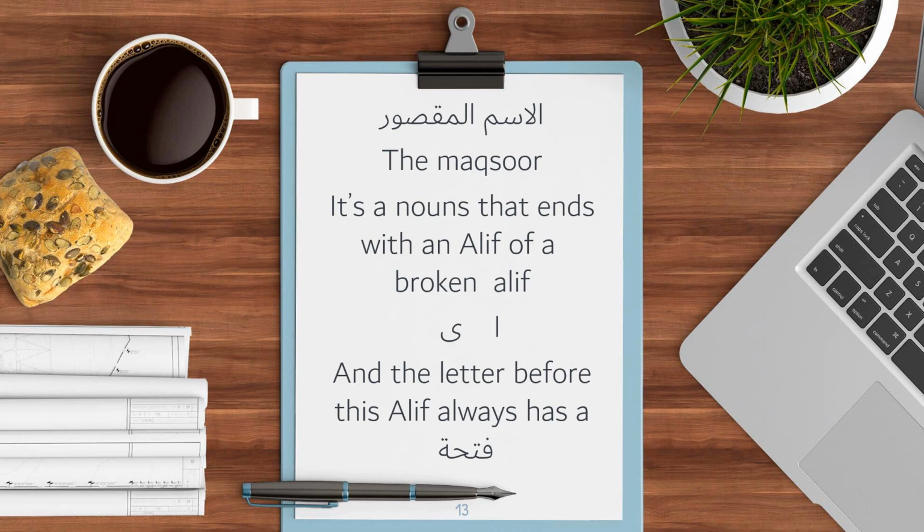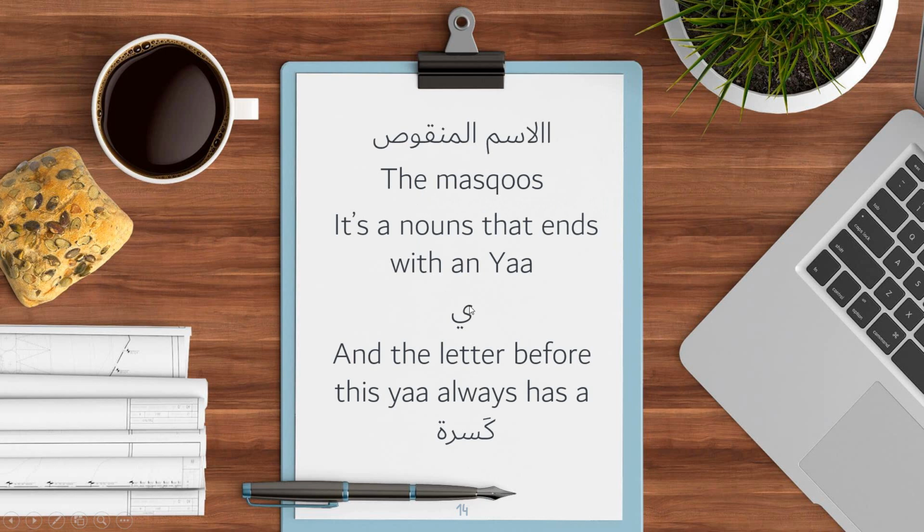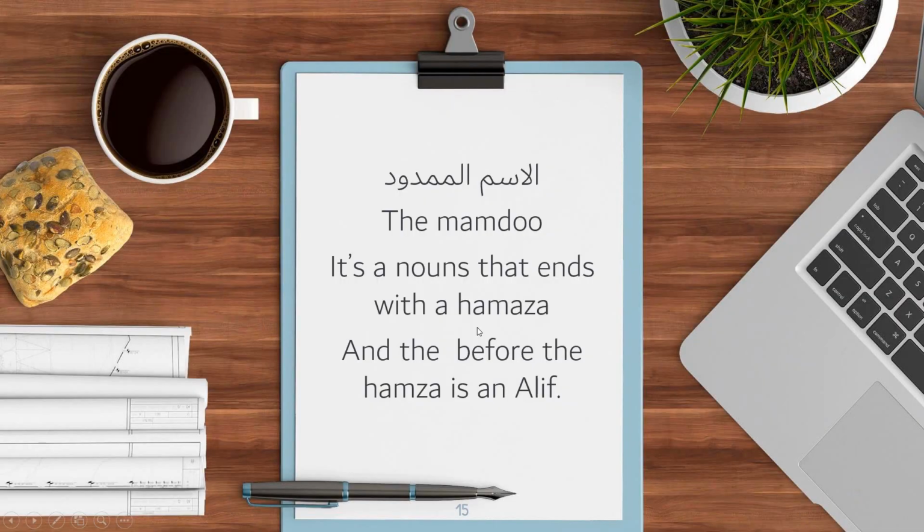Let's very quickly review what we said about these nouns. So, al-ism al-maqsur is a noun that ends with an alif or a broken alif, and the letter before this alif usually has a fatha. Al-ism al-manqoos ends with a ya, and the letter before this ya always has a kasra. And then we have الاسم الممدود, a noun with a hamza at the end, and before the hamza you always find an alif, and that's what makes it اسم ممدود.